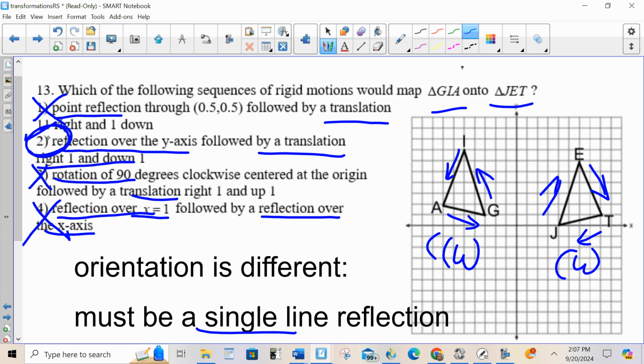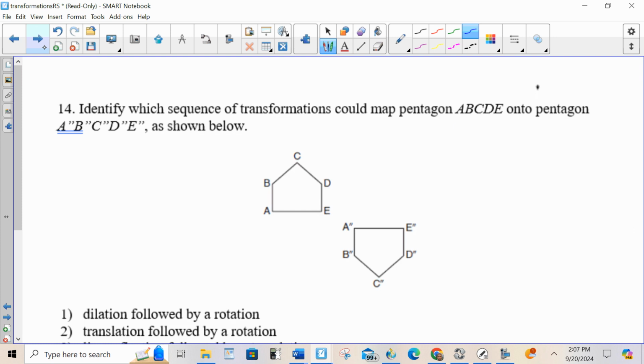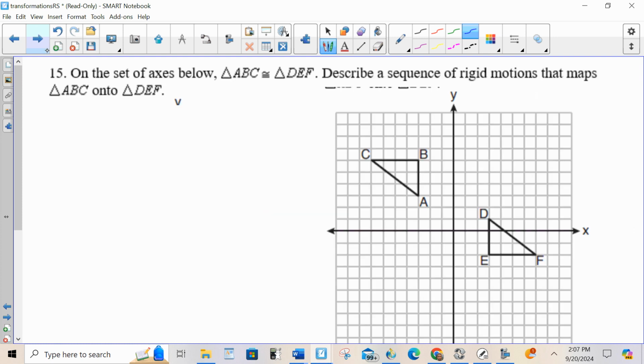If you were left with 2 choices, then you would have to go through one of those choices and see if it works. Which brings us to the open response version of this. Again, either way, we start by checking for orientation. A, B, C, D, E, F. ABC is going counterclockwise. DEF is going counterclockwise. The orientation is the same.